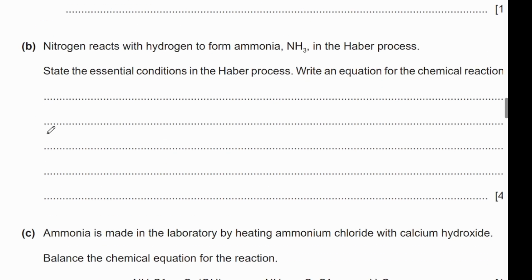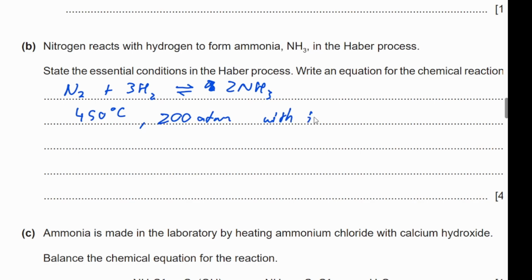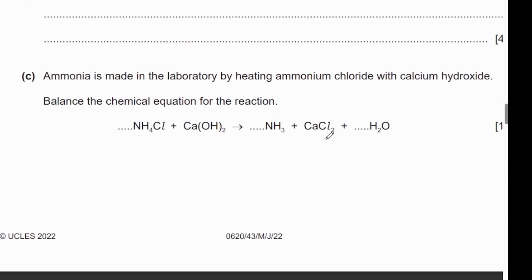Okay. B. Nitrogen reacts with hydrogen to form ammonia in the Haber process. State essential conditions and write the equation for the chemical reaction. Okay. I'm going to write the equation first. It's going to be N2 plus 3H2, reversible reaction, 2NH3. Okay, so this is the chemical equation, and the conditions would be 450 degrees Celsius at 200 atmospheres of pressure with an iron catalyst.